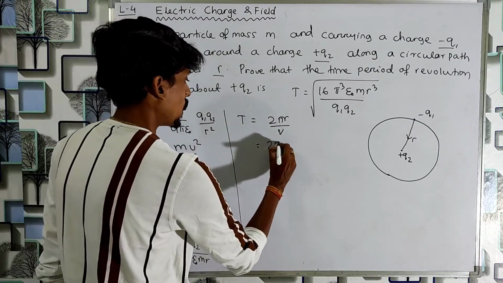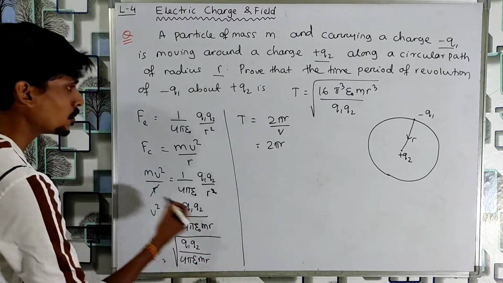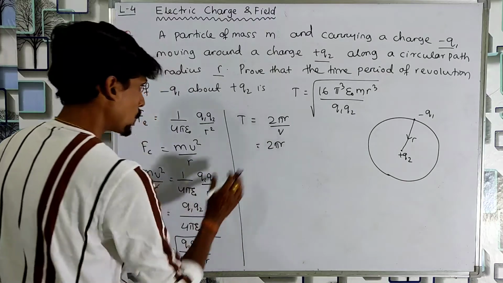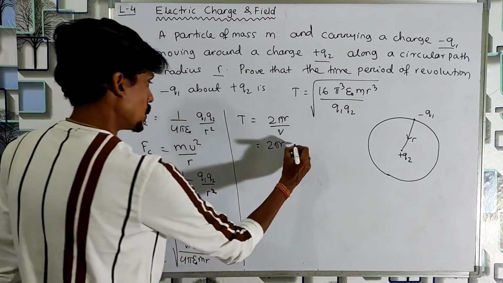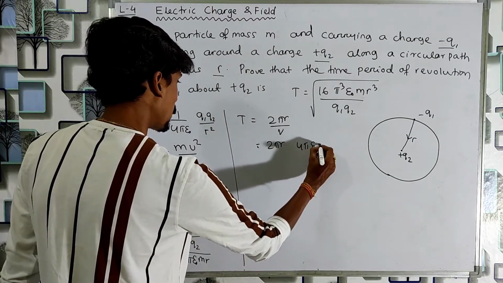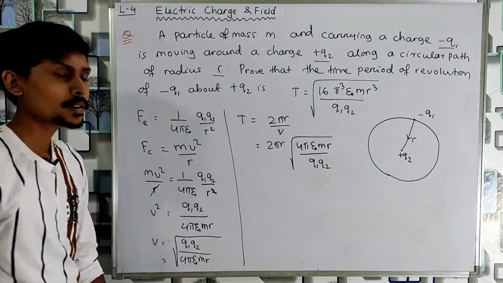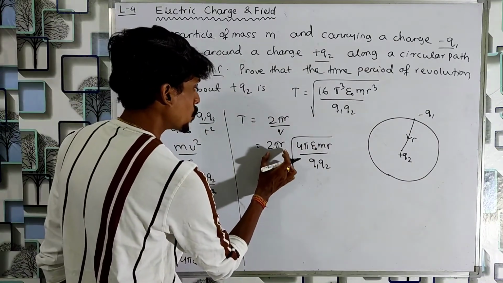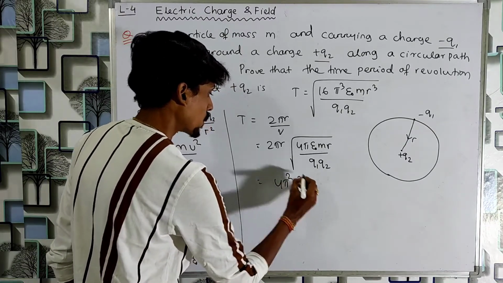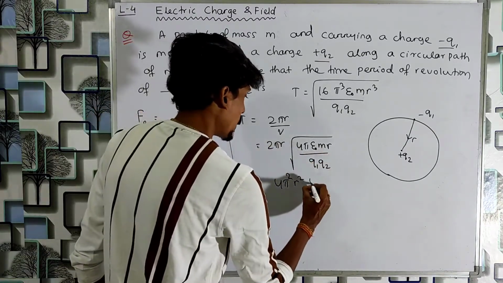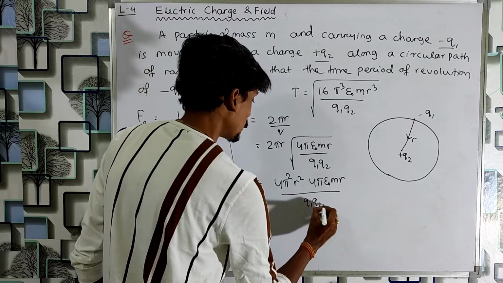So 2 pi r by v. In place of v I can put this value. So the answer will be 2 pi r into 1 by v. 1 by v means take the reciprocal of this quantity. So this will be the square root of 4 pi epsilon naught m r divided by q1 q2. Is that clear? Now if I take this 2 pi r inside the square root symbol, it becomes 4 pi square r square. Is that clear? And we have 4 pi epsilon naught m r divided by q1 q2.